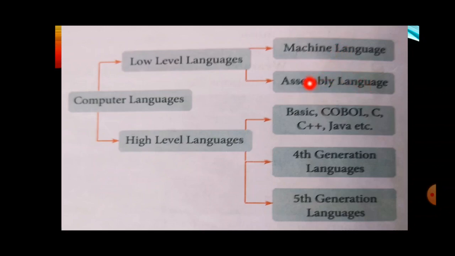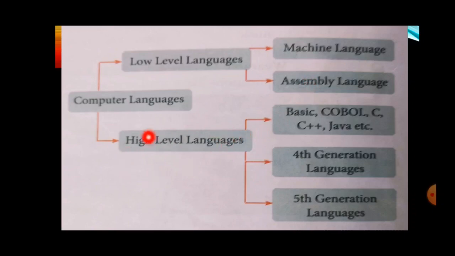Assembly language is known as second generation language also. To overcome the problem of machine language, assembly language was developed. It uses some alphanumeric codes or symbols called mnemonic codes. Like for example, if I have to write addition, in place of this I can simply write ADD. Okay, SUB, sub is the abbreviation or mnemonic code for subtraction. Like this, some more codes are also there.